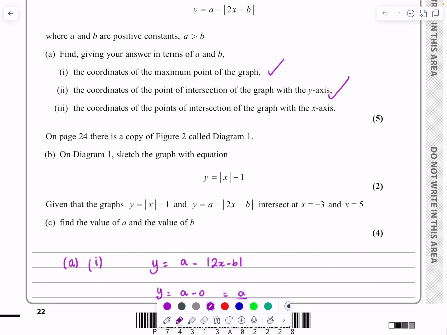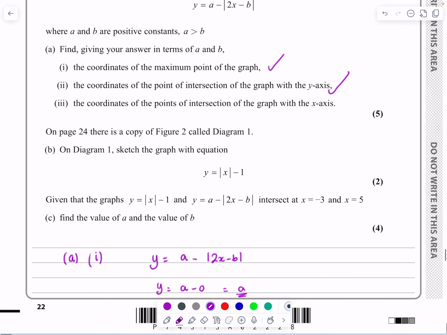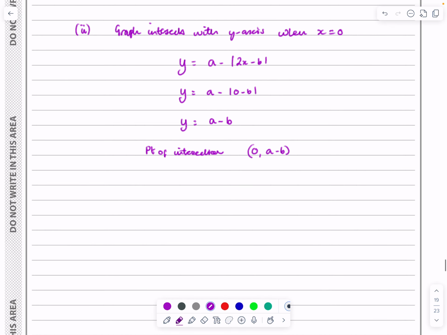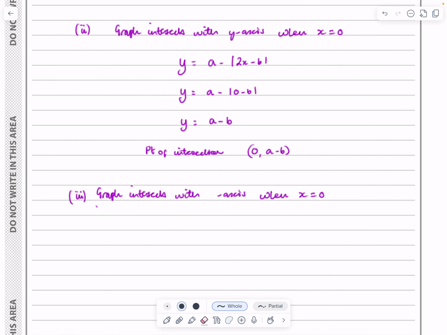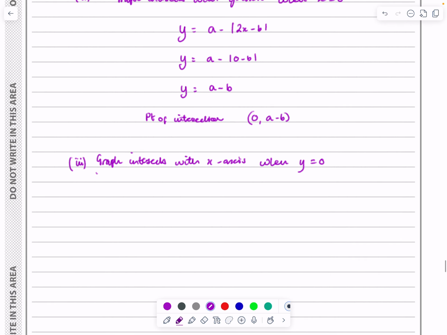And then the third part says, where does it intersect with the x-axis? So this time we're going to have the other way around, aren't we? We're going to have y equals 0. So I'm actually going to just copy and paste this so it'll be a bit quicker. Copy that, put that in there, and then change that to it intersects with the x-axis when y is equal to 0. So if y is equal to 0, I get 0 equals a minus the modulus of 2x minus b. So rearranging that, I'll get a equals the modulus of 2x minus b.